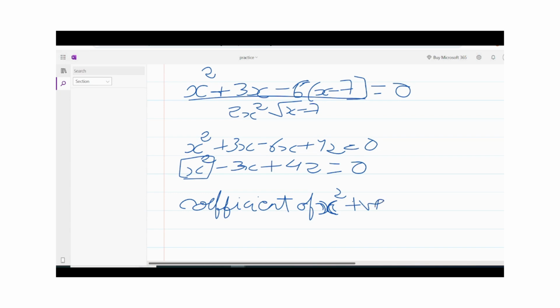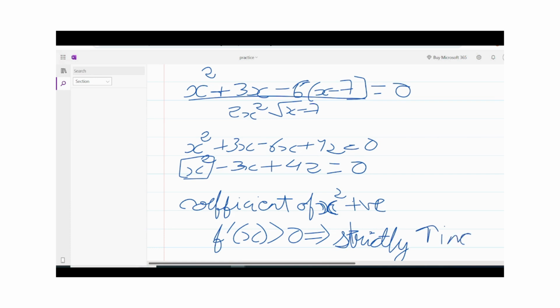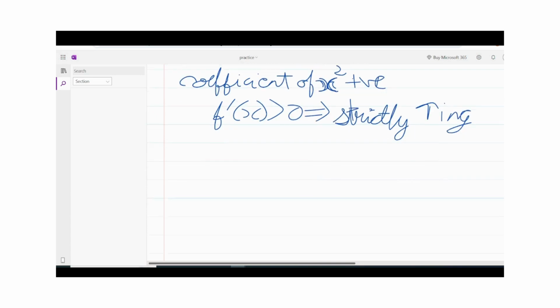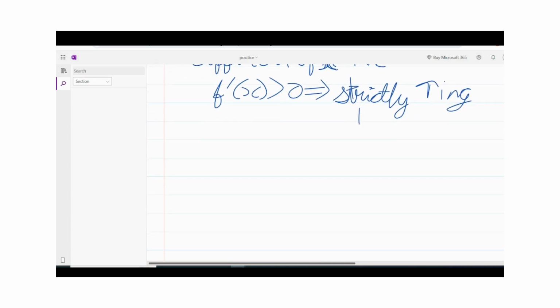So no matter whatever x you choose, your f dash x is going to be greater than 0. Since f dash x is greater than 0, what does this imply? This implies that this function is strictly increasing. And since this function is strictly increasing, what do we know? We know that in case of strictly increasing functions, there exist no extreme points.